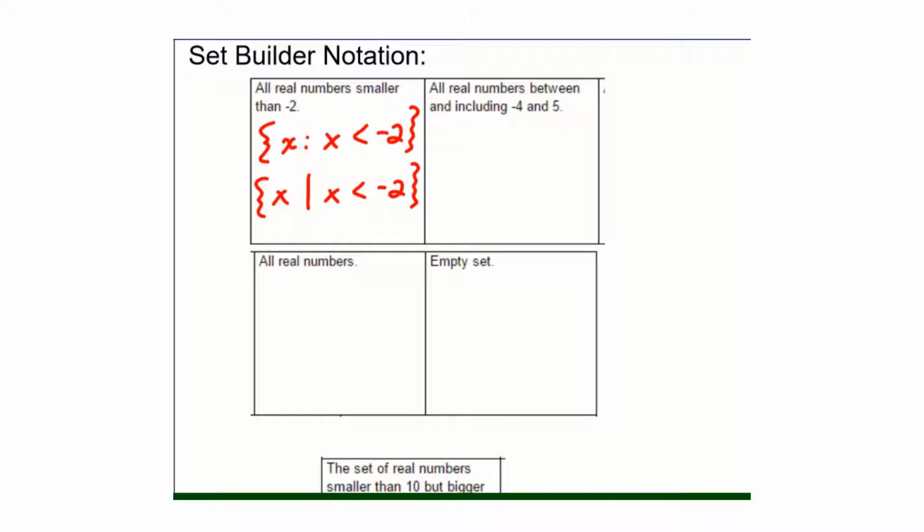All real numbers between and including -4 and 5. So using set builder notation, we're going to go x, -4 is the little number, 5 is the bigger number. We want to be in between and including. So there would be our set builder notation in -4 and 5.